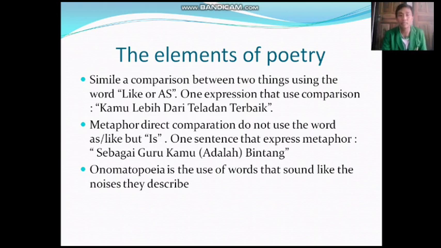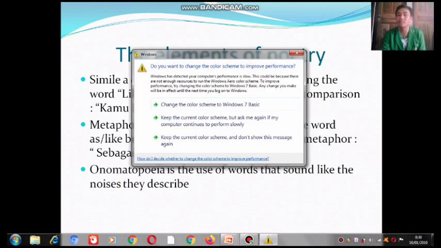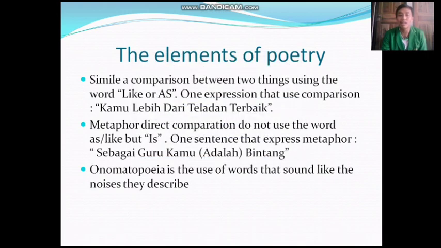The next one is simile. A simile in a poem is a comparison between two things using the word like or as. One expression that uses comparison is kamu lebih dari teladan terbaik. Let's talk about metaphor. A metaphor is a direct comparison. It does not use the words as or like, but uses is. One sentence that expresses metaphor is sebagai guru, kamu adalah bintang.